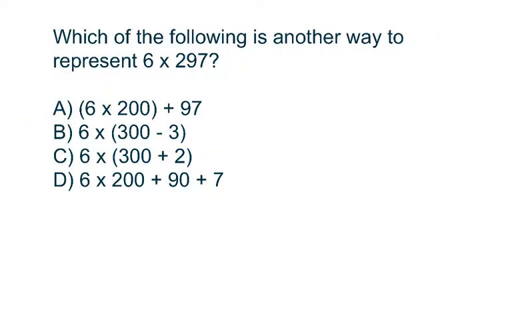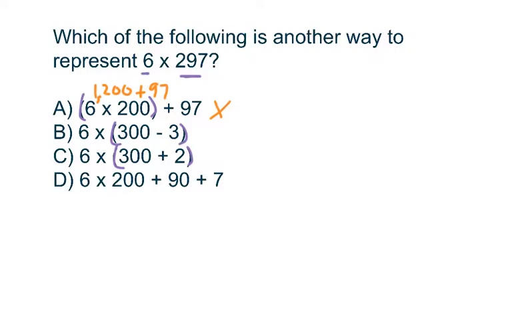Okay. Here's our last problem. I want to know which of the following is another way to represent 6 times 297. For this problem, what I really want to focus on is what's inside these parentheses. Whatever is inside these parentheses needs to go back and add up to what I started with. So I'm looking for a 6, and then I'm looking for a 297. When I look at this first piece for A, 6 times 200, well, that would give me 1,200. But then all I would have to do is add 97, and that would not make any sense. So A does not work.